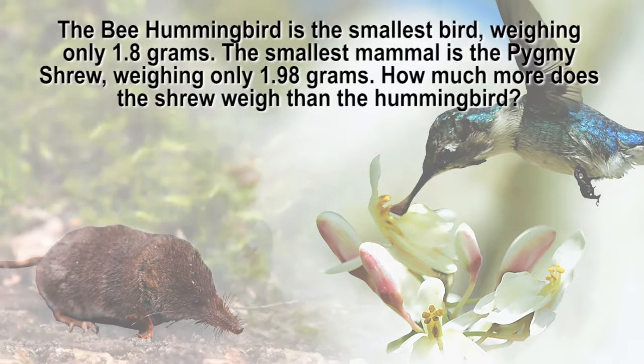The bee hummingbird is the smallest bird, weighing only 1 8/10 grams. The smallest mammal is the pygmy shrew, weighing only 1 98/100 grams. How much more does the shrew weigh than the hummingbird? In order to find the difference, we will subtract the weight of the bird from the weight of the shrew.